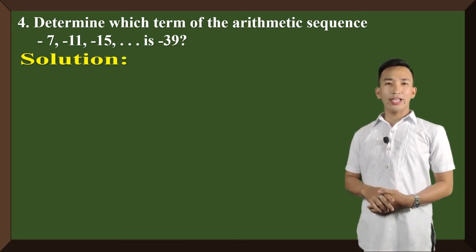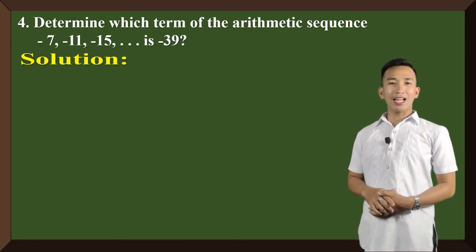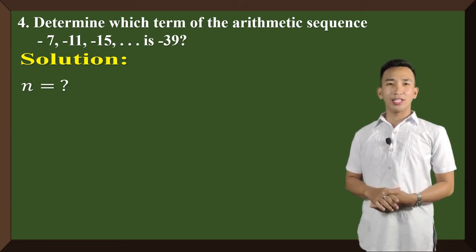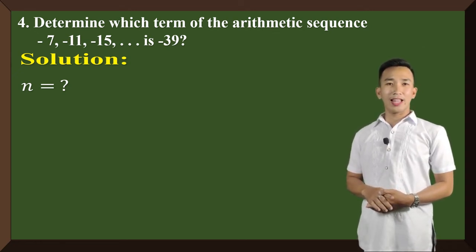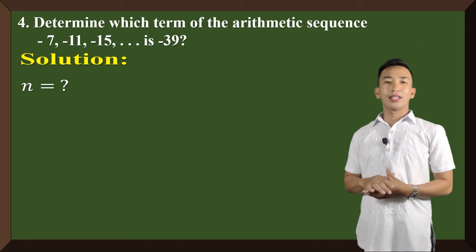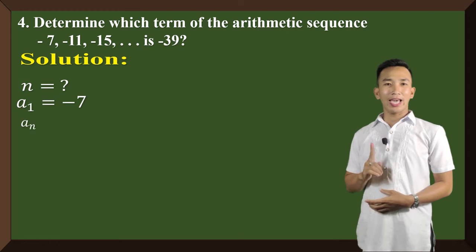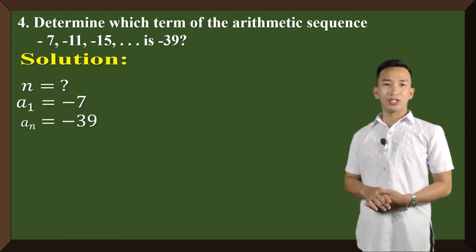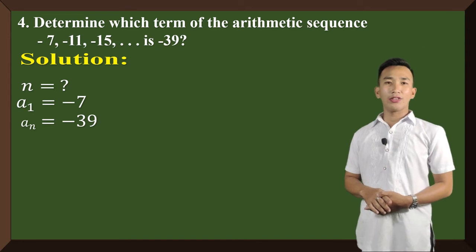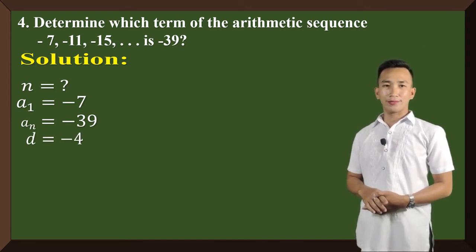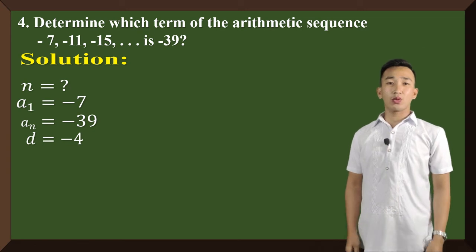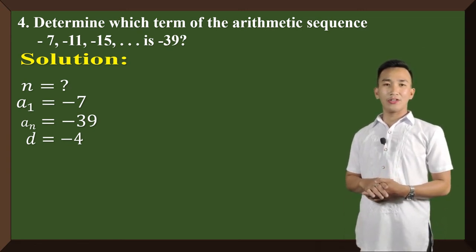Step 1. What is being asked? You are asked to determine the number of terms in a sequence or the position of the last term. It also refers to the terms that a sequence has. Step 2. What are the given? Correct. The given are a sub 1, which is negative 7, a sub n, or what we call the last term, is negative 39. And the common difference is negative 4, because the difference between any two consecutive terms is negative 4.